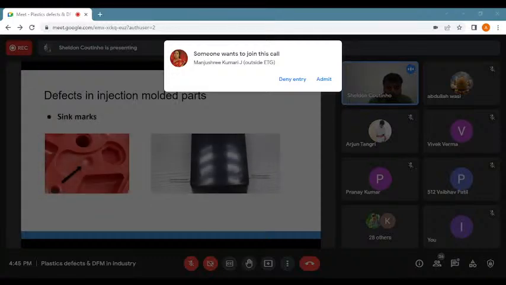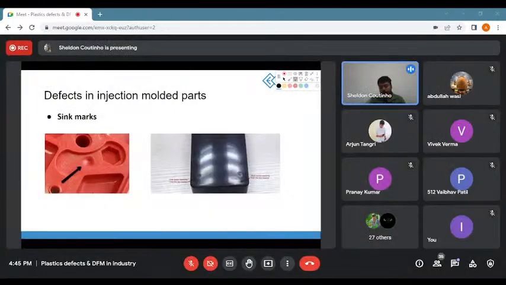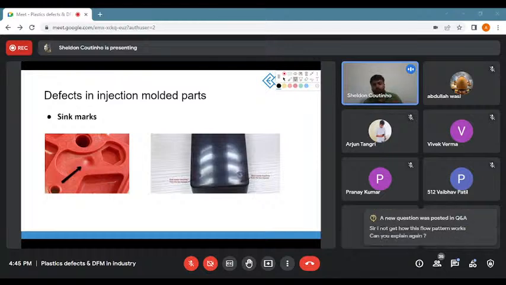Last, we come to sink marks. Now, sink marks, I'll just run through quickly. I'll give you guys like 30 seconds. If someone has something to tell me about sink marks, you can unmute and tell me what you know about sink marks. I'll just have a sip of water in the meantime.